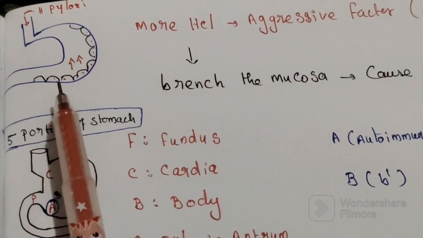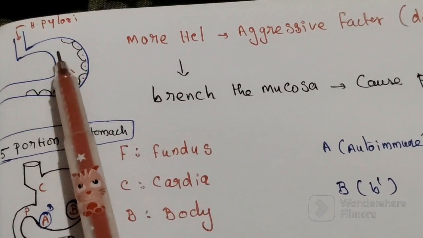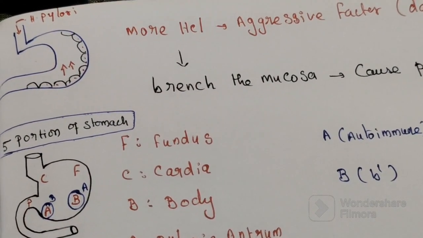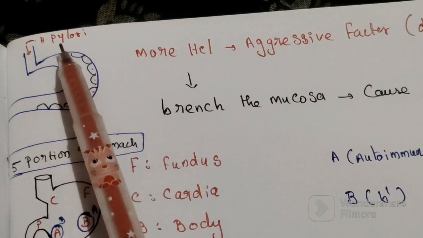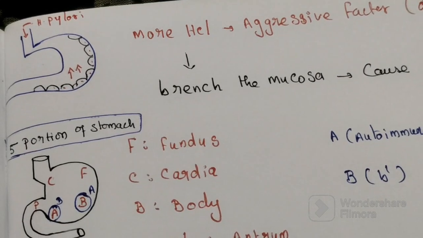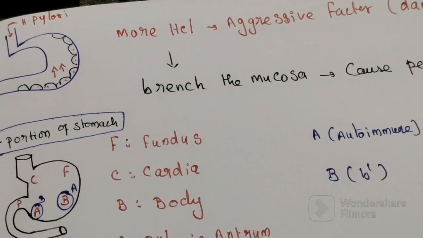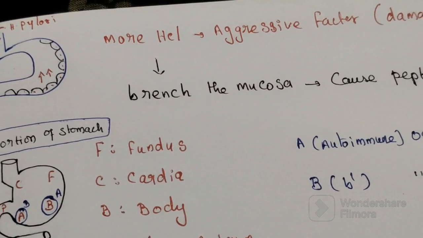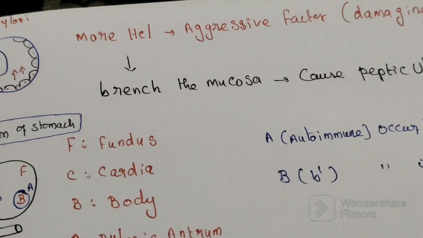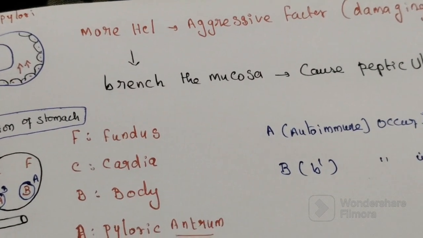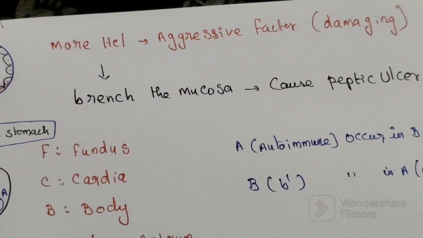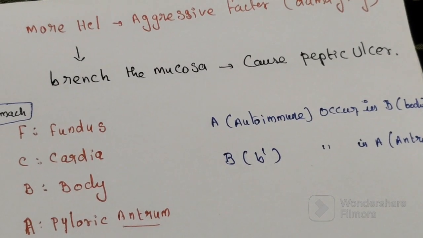Here in the stomach, H. pylori will enter. Various cells of stomach, here no antibody secretion. When this H. pylori enters, high amount of HCl secretion. More HCl is the aggressive factor, that means damaging factor. So it breaks that mucosa, it affects that mucosa layer, so it causes peptic ulcer.